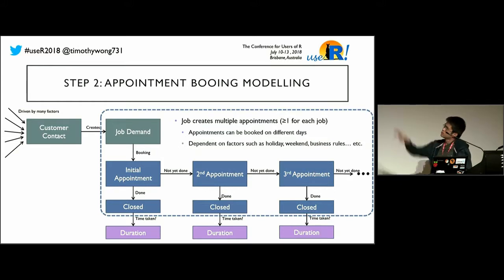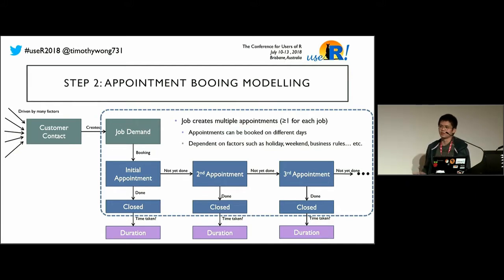Step number two. So once we know the job demand, it's not our end goal. It's only an intermediary product. Yeah. We want to understand how much time do we need, right, going forward in the future. So we use the job demand to predict how many appointments we have in the future. Yeah. So that's step number two. So as I said before, a job requires multiple appointments to resolve. Yeah. So the number of appointments created by a single job is normally always higher than one, but it can be very high. Yeah.